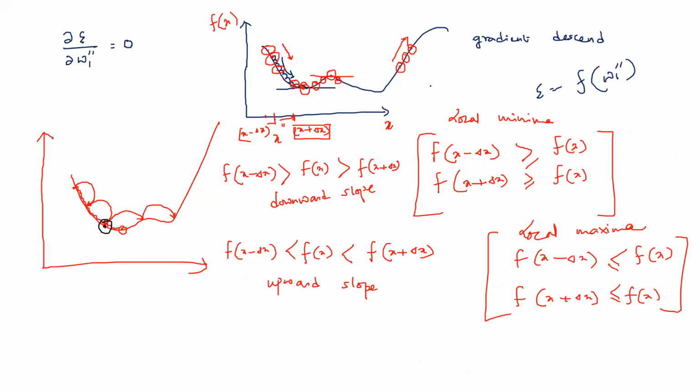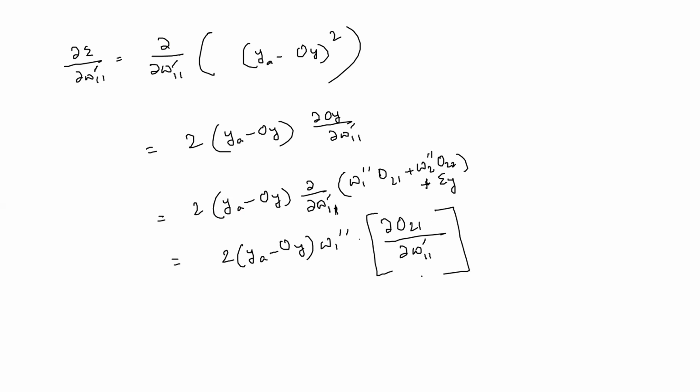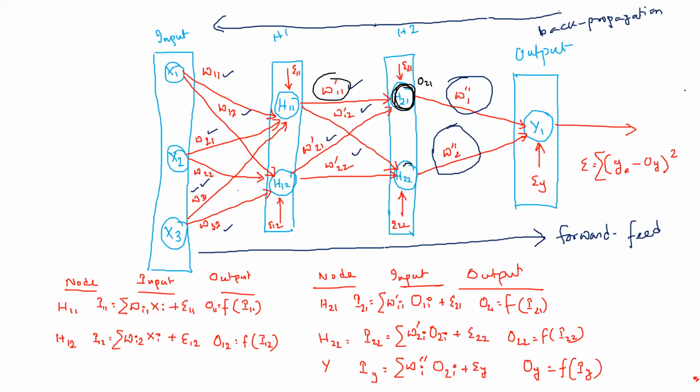Other things will be constant. So let's write that. This would have been (YA minus OY) into W1 double star into del O21 by del W double dash 1. Now it basically depends on this. And what is O21? O21, if you remember, is the output of 21. I will copy this formula. Output of 21 is exactly like input of 21, and input of 21 is this.